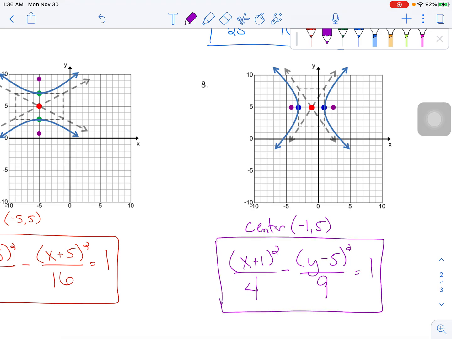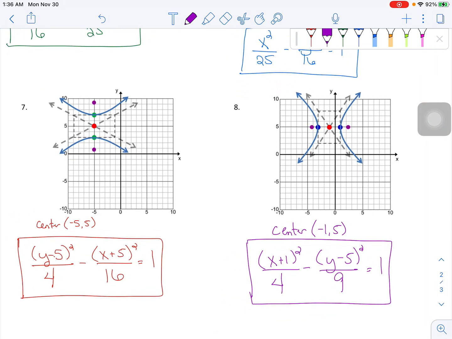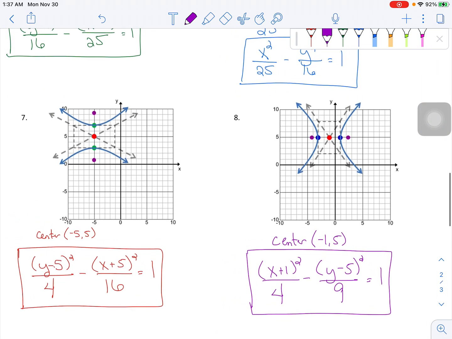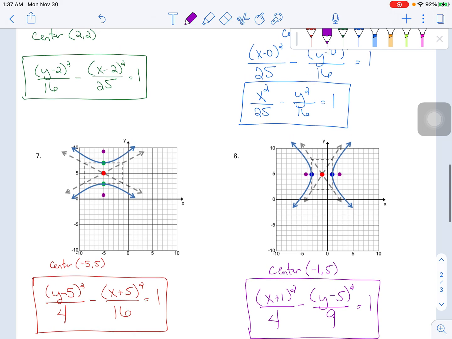Okay. I'm not going to ask you to convert these equations to general form. So just be aware of how to make the standard form problems, and you should be okay.